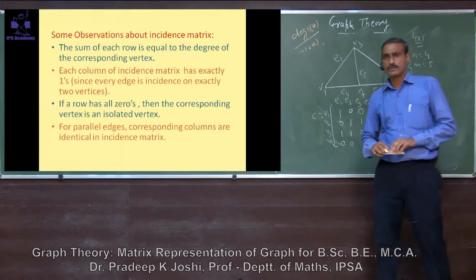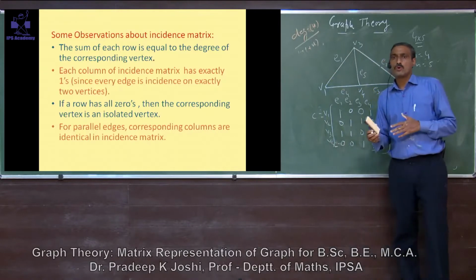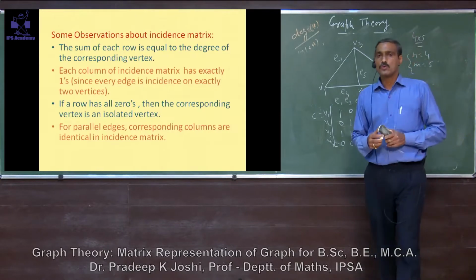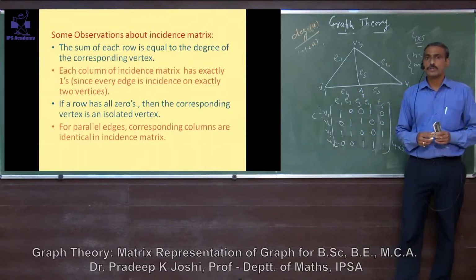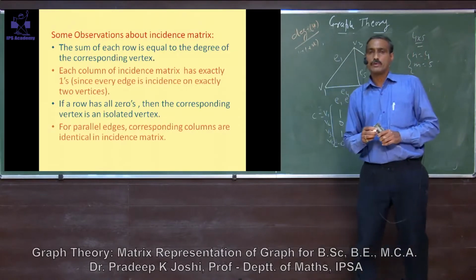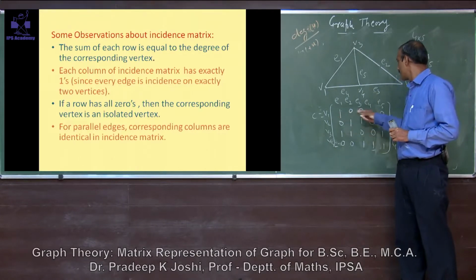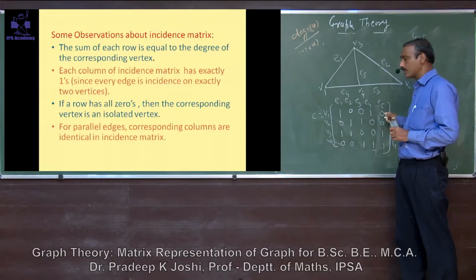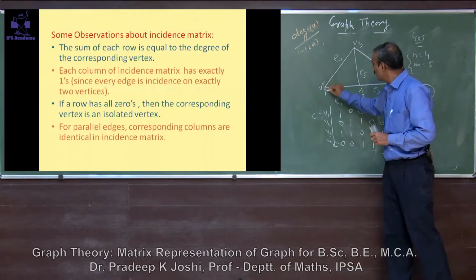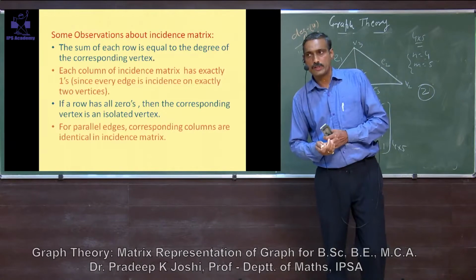Now some observations about the incidence matrix, because this is also related to how we find the degree of each vertex and what the relationship between them is. The sum of each row is equal to the degree of the corresponding vertex. Suppose we have to find the degree of V1. Here the sum of the elements of the row is 2, and the degree of V1 is also 2. So the sum of each row is equal to the degree of the corresponding vertex.